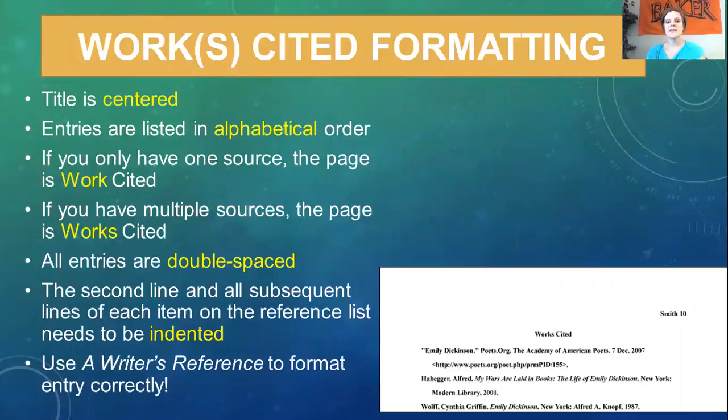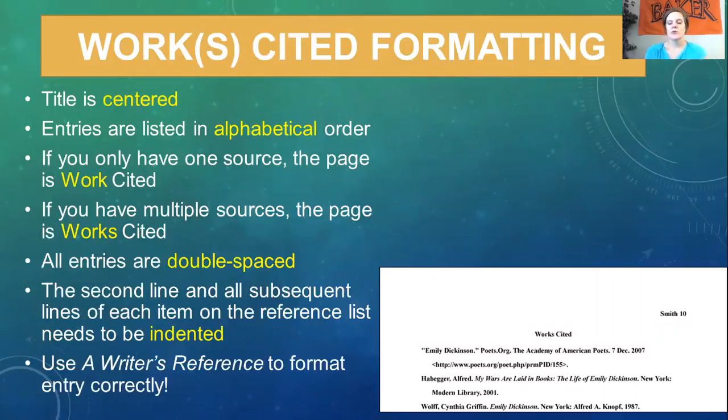Okay, Works Cited is a page where you list all the sources that you use to write a specific paper. With the Works Cited, there is special formatting, so you want to make sure that the title is centered, again, in sentence case. All of your sources, or what we call entries, will be listed in alphabetical order by author's name. If you only have one source, then the page is entitled Work Cited. If you have multiple sources, then the page is titled Works Cited. All entries are double spaced again, and the second line and all subsequent lines, the second, third, fourth line of any entry, are indented. So it's a little bit different than how you do it in the body of a paper.